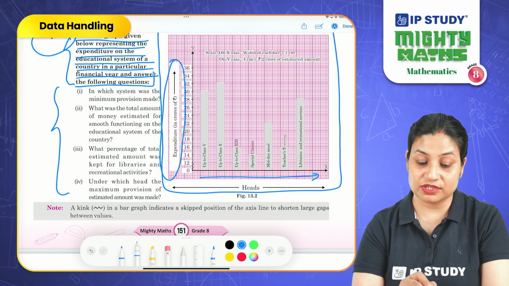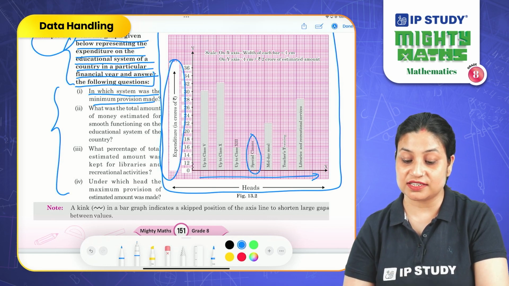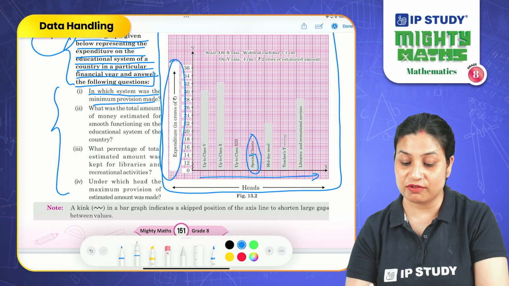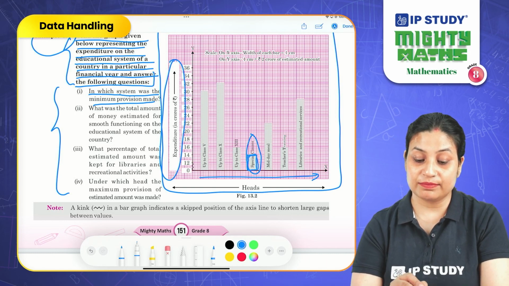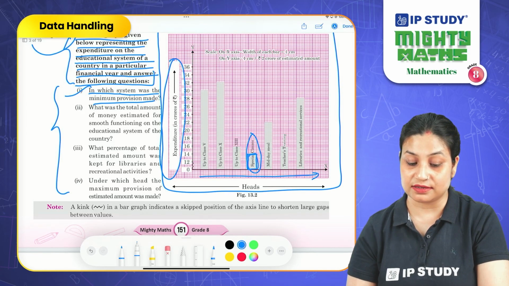So the first question is, in which system was the minimum provision made? In case of special classes, you can see that the rectangular bar for this particular section is the smallest one. So the minimum provision was made for special classes. This is our answer, right?